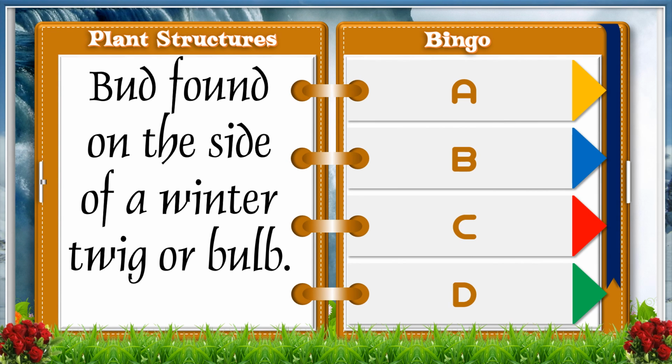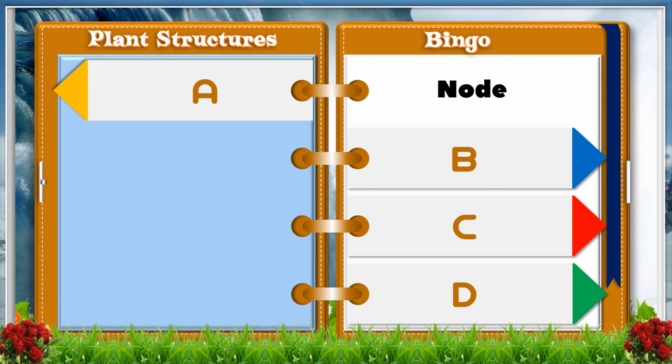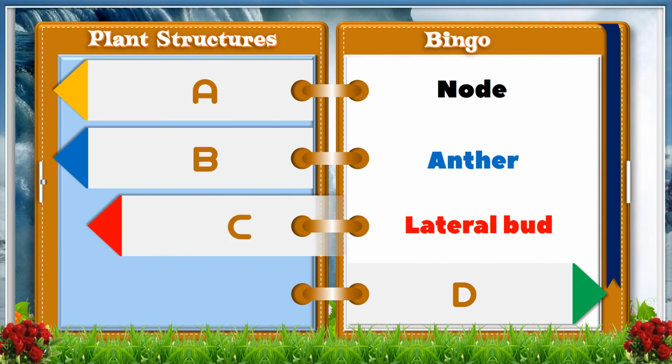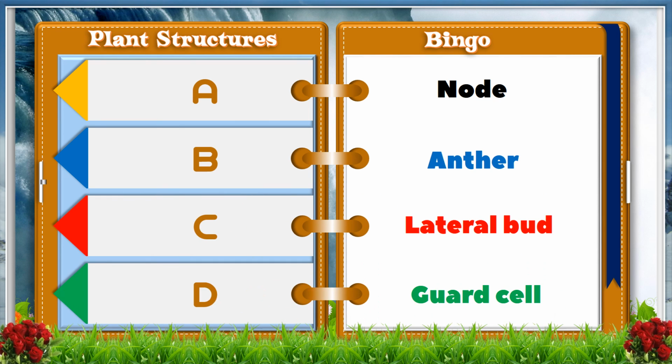Bud found on the side of a winter twig or bulb. A, node. B, anther. C, lateral bud. D, guard cell. And the answer is C, lateral bud.